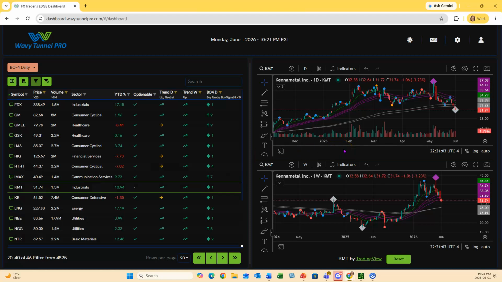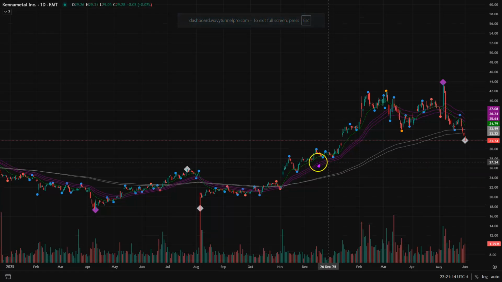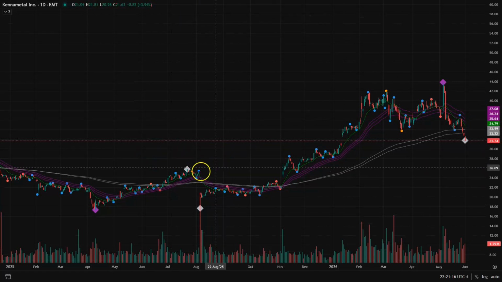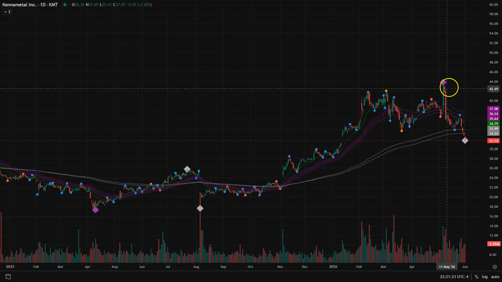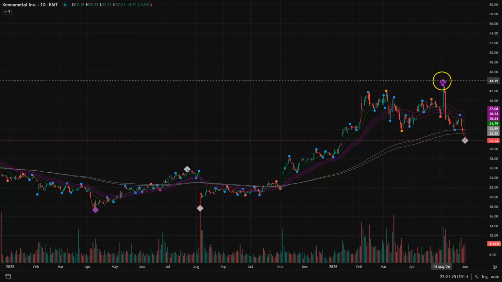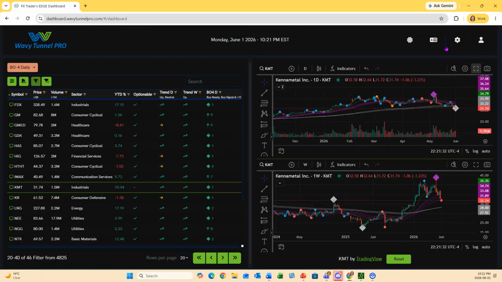KMT. I'm going to open this up and have a look at it. Going back, I want to see. Okay, so we started down here. The new swing move came up, came down, and then we got the purple semaphore up here, and then we have a three-wave correction down here. Let's put up the weekly.